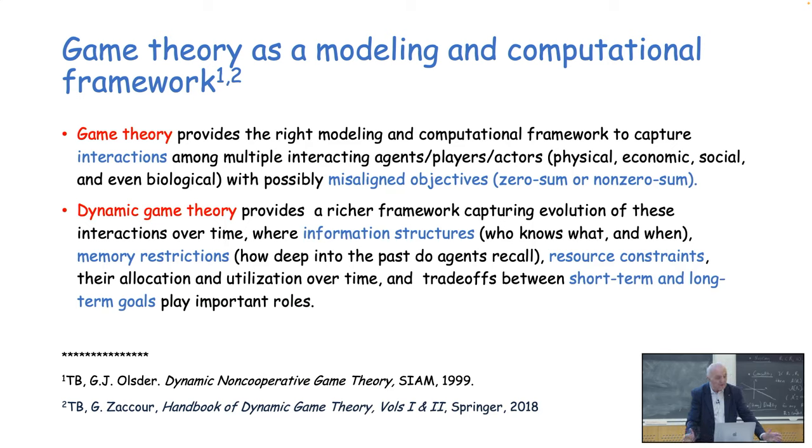So game theory actually provides the right modeling and computational framework that captures interactions between multiple interacting agents, or players, or actors. I'll use these interchangeably. And they could be physical, economic, social, and even biological agents, with possibly misaligned objectives. That could lead to zero-sum when the objectives are totally conflicting, or non-zero-sum, or something in between, where if you have multiple agents, some of them could be playing a zero-sum game, and some of them a non-zero-sum game.